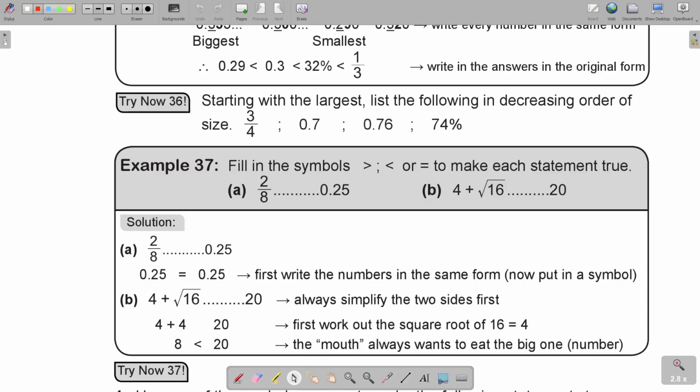Then you get 0.25, 0.25. Oh, and now I see it's equal, the same. Do that calculation: that's 4 plus 4. So what is 4 plus 4? That's 8, and that's 20. And remember this, the mouth: if you are hungry, you always want to eat the big one. So let the mouth look at the big one. And that's all that I wanted to take you through very briefly.